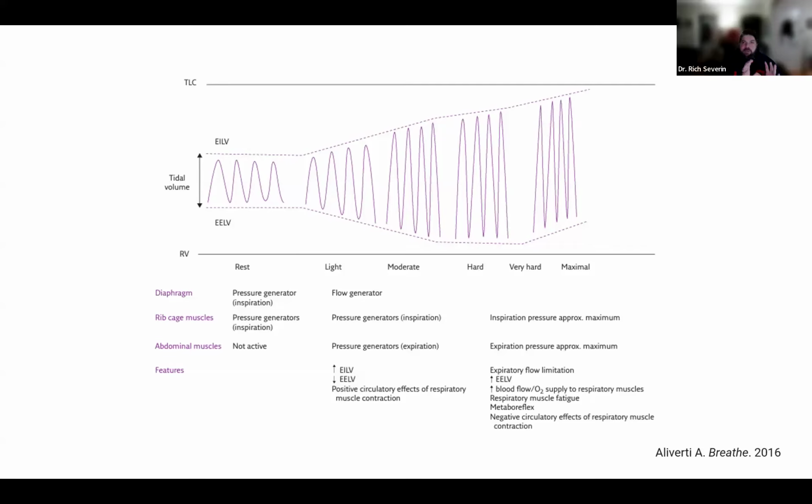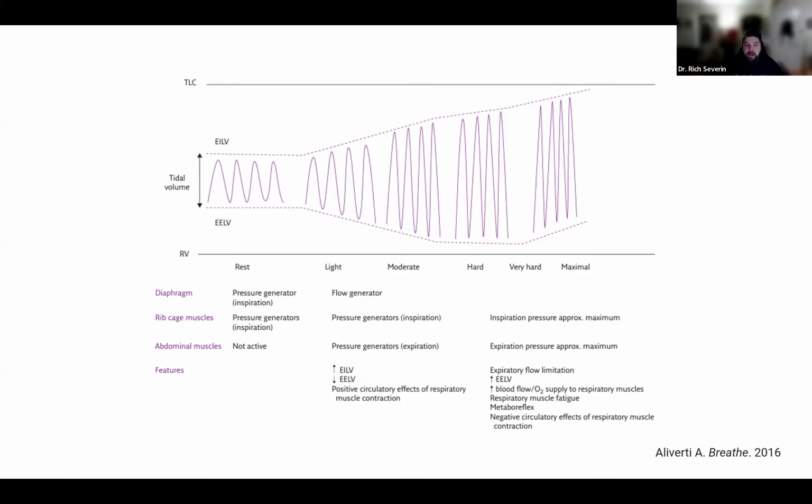If we only view the contributions of these muscles under resting conditions, we're completely missing their contributions during exercise, where demand increases. So we'll kind of go through this.